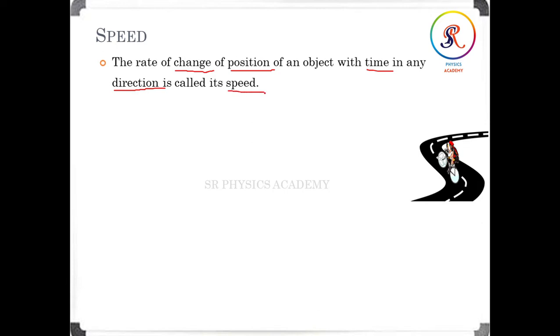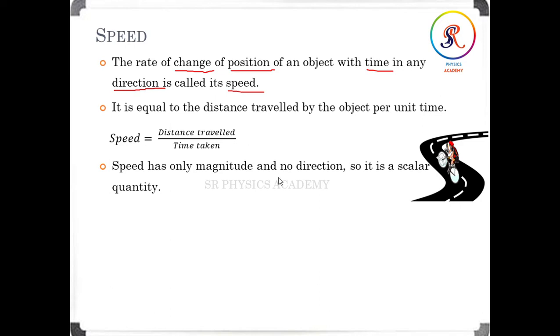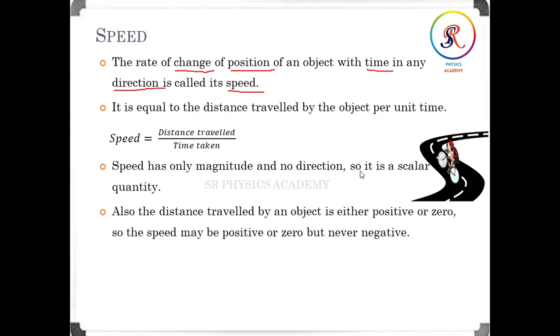Now, what is the speed of a moving object? It is equal to the distance travelled by the object per unit time. Mathematically, speed equals distance travelled divided by time taken. Speed has only magnitude and no direction, so it is a scalar quantity. As we know, a scalar quantity considers only magnitude and no direction. Also, the distance travelled by an object is either positive or zero, so speed may be positive or zero, but never negative.